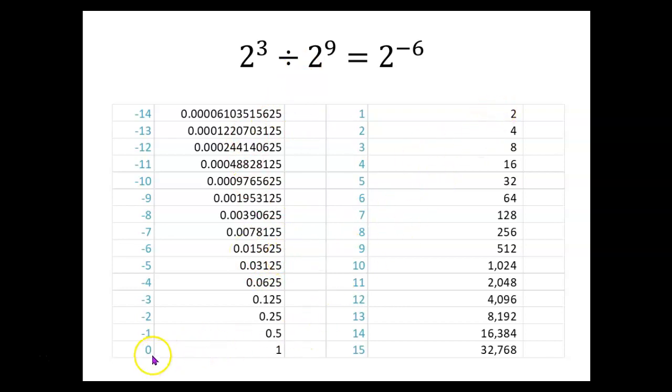Notice the pattern here. 2 to the 0 power is 1. 2 to the -1 power is 0.5, which is 1 divided by 2. 2 to the -2 power is 0.25, which is 1 divided by 4. 2 to the -3 power is 0.125, which is 1 divided by 8. It's 1 over 2 to the 3rd power, and so on. So that's the pattern for when you have negative exponents.